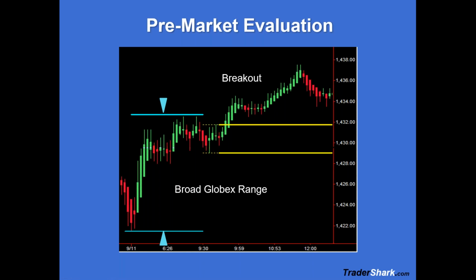Is this going to happen every time? No, but we're getting these little edges. We're kind of putting more feathers in our cap, if you will, before we place a trade. So we know the Globex range is wide, the opening range is narrow. We're going to have a higher probability of a breakout. We just want to know that. Very simple, right?